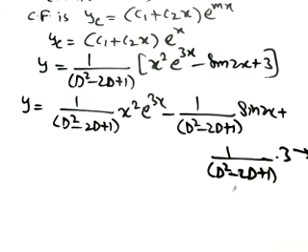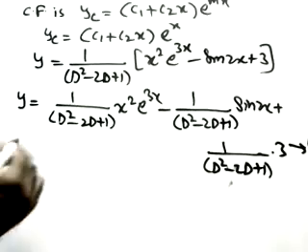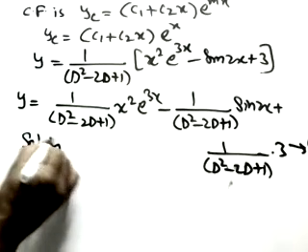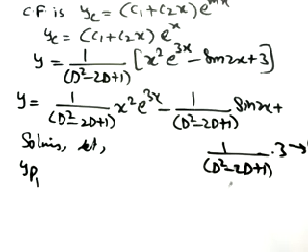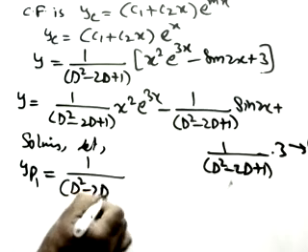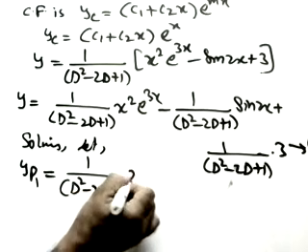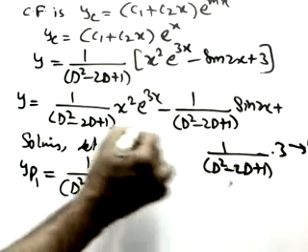Let me note this as equation 1. When we complete all three, let me add them. So the first one is being solved. Let me take this y p1, the first one. What is its value? 1 divided by D squared minus 2D plus 1 into x squared e power 3x.